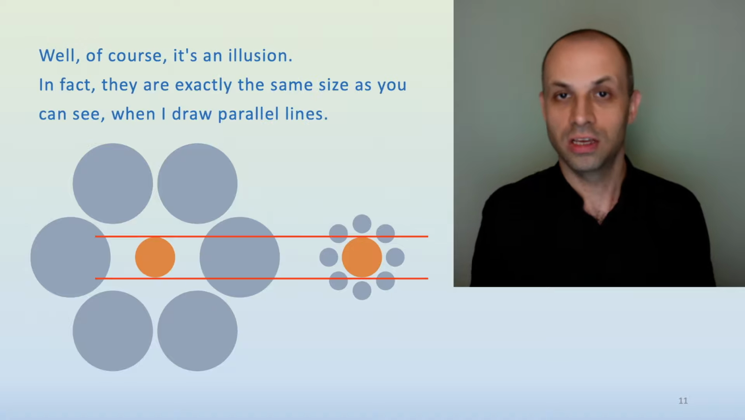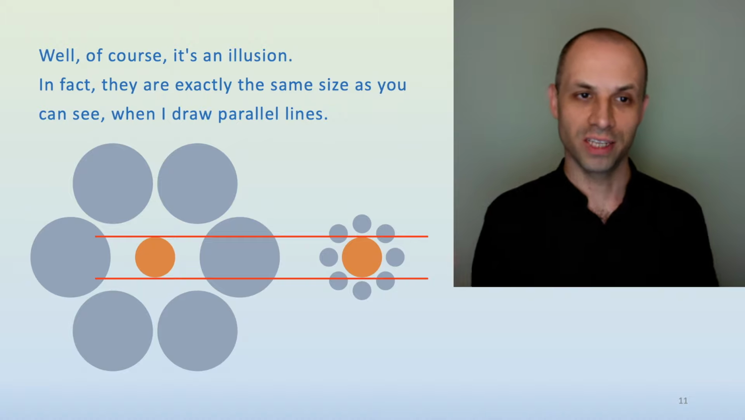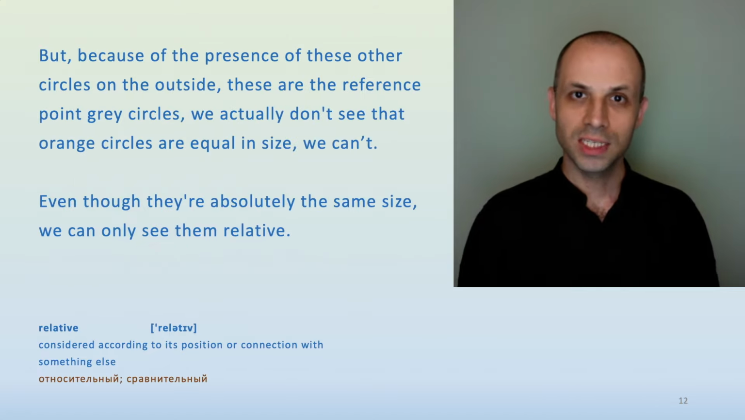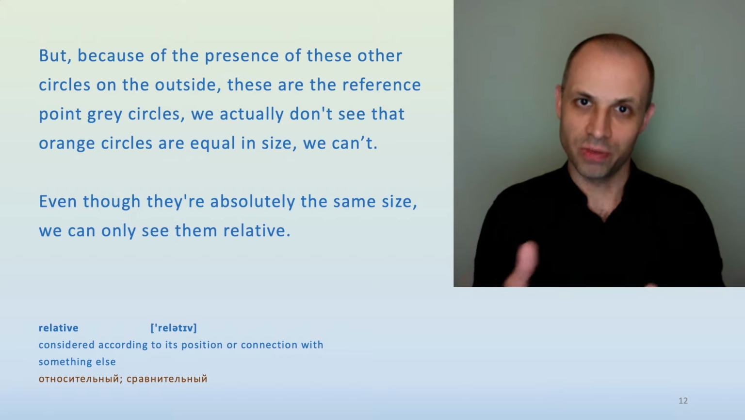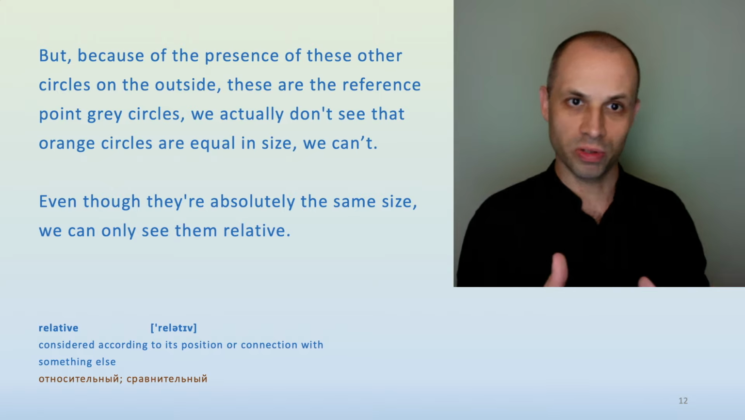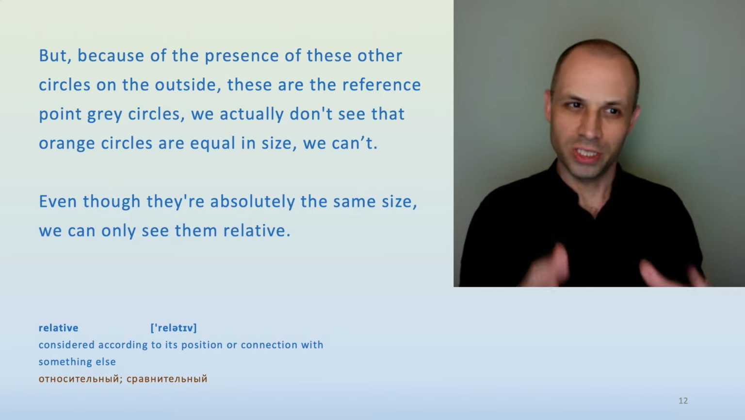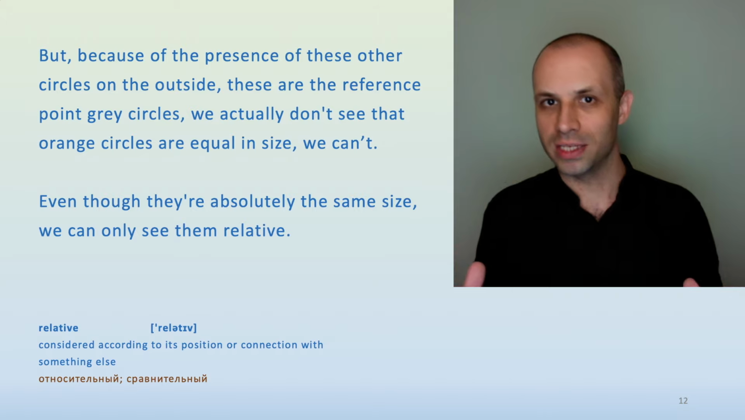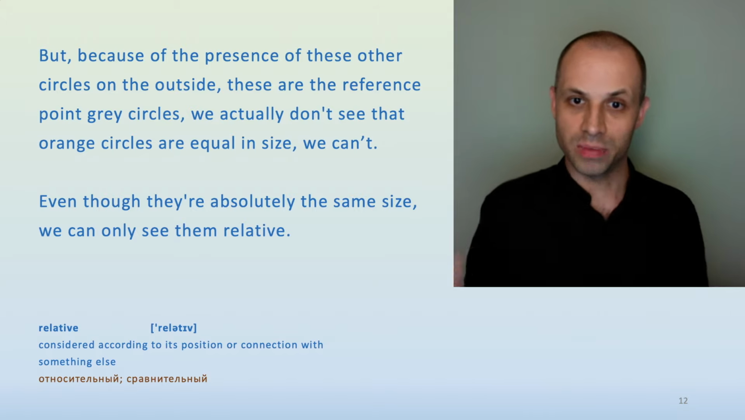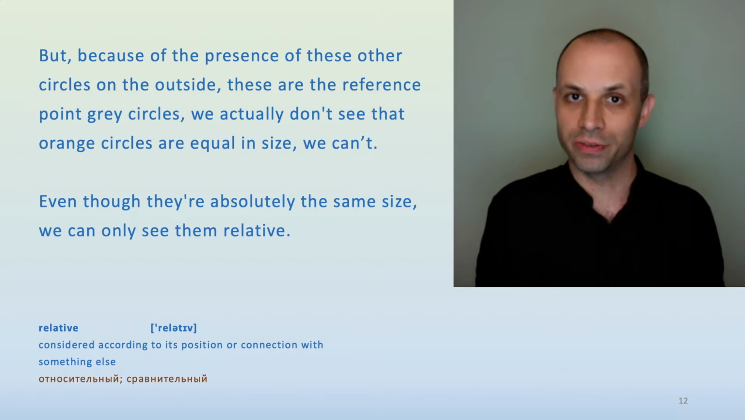Well, of course, it's an illusion. In fact, they are exactly the same size, as you can see when I draw parallel lines. But because of the presence of these other circles on the outside, these reference point gray circles, we actually don't see that the orange circles are equal in size. We can't. Even though they are absolutely the same size, we can only see them relatively.